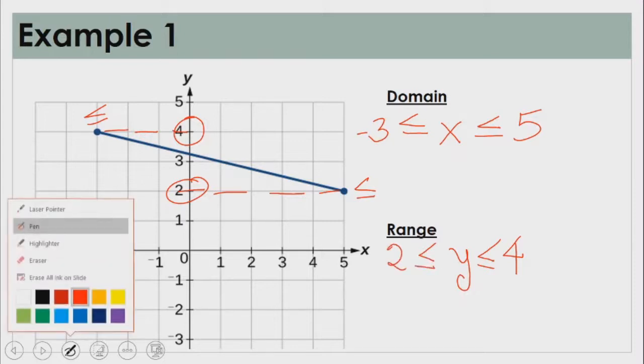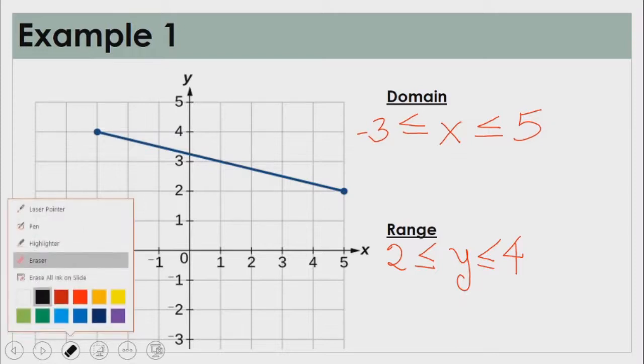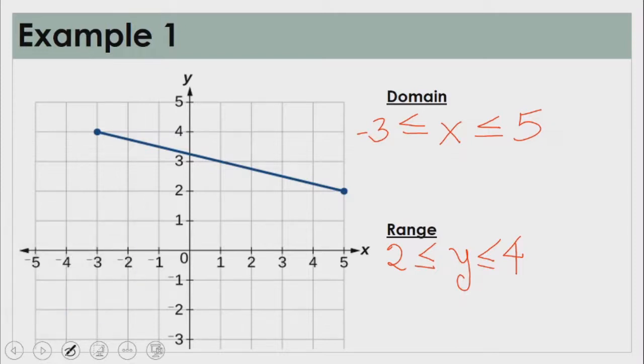So this is one way of writing the domain and range. The notation that we have just used, we call inequality notation. There's also a second method that I want to discuss to write the domain and range, and that is interval notation. For interval notation, for closed, we use brackets.